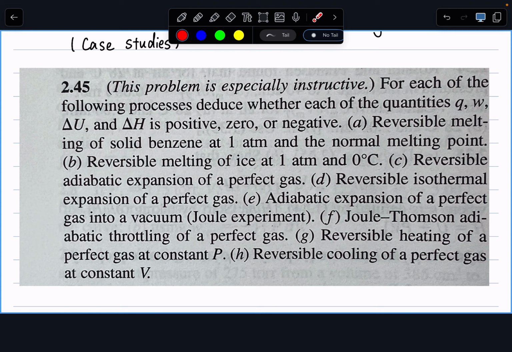So we have delta H is positive, QP is positive. Now delta U equals Q plus W. That's going to be also a positive number. All right, so without doing any calculation, we just used our intuition to solve this problem.